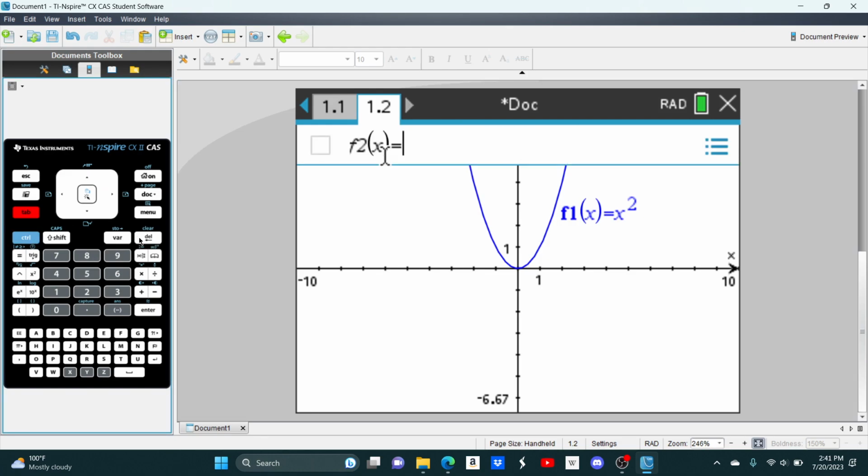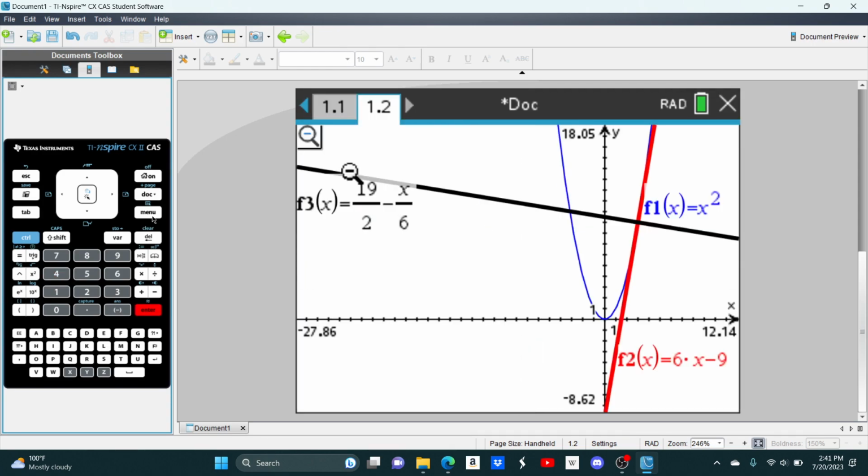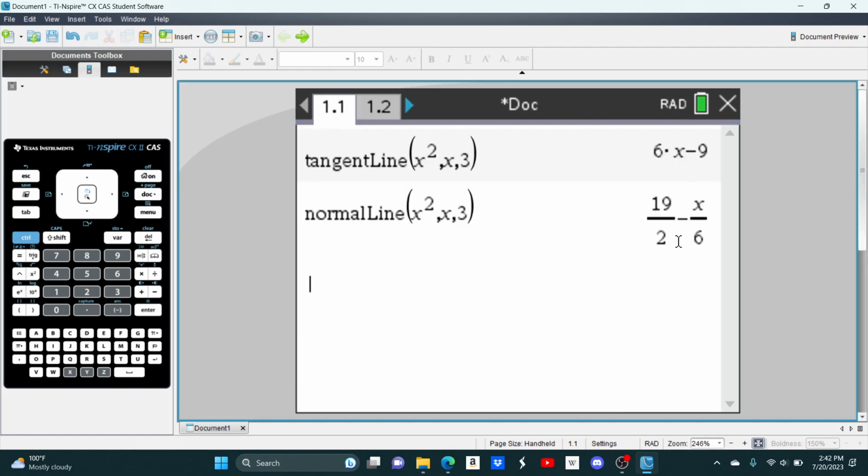There we go. The other line was 6x minus 9. So you can see it's tangent right there, right? That's your tangent line. And then the other one was 19 over 2 minus x over 6. I might need to zoom out a little bit. Yes, okay. So you see, this is x equals 3. That would be 3 comma 9. So you see how this one is tangent, this one's perpendicular? Okay, that was just a little bit more background on normal line, so you could see it a little bit better. Okay, anyway, that's about that.